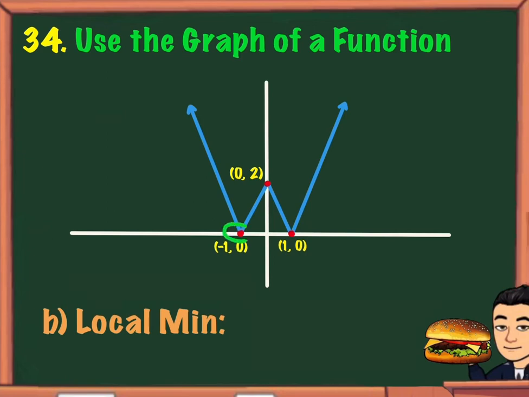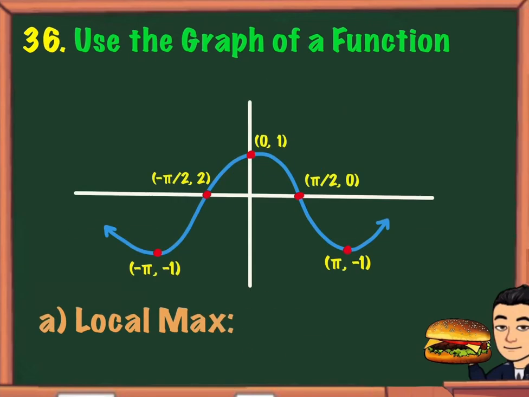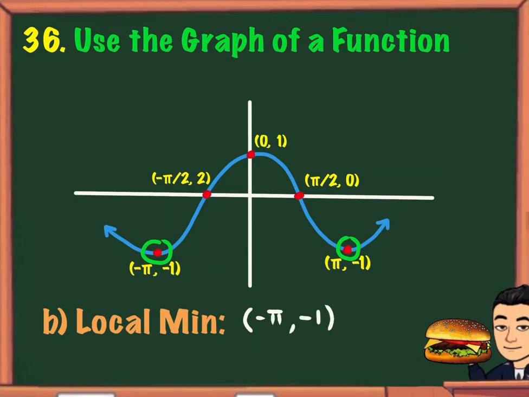34b, asking you about the local minimum, and we got two of them. So the coordinates are -1, comma, 0, and another one is 1, comma, 0. For number 36a, we're going to find the local maximum. Here's the local maximum, located at 0, comma, 1. Letter B, asking you about the local minimum, and we see two of them, located at -pi, comma, -1, and another one is +pi, comma, -1.